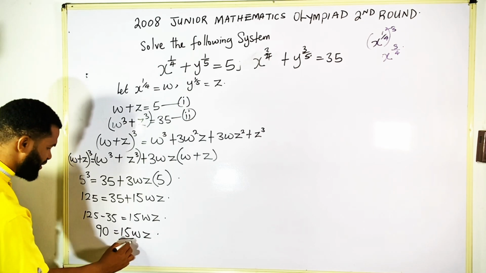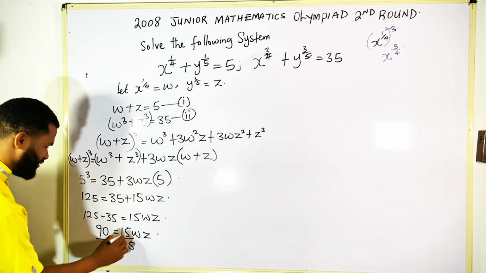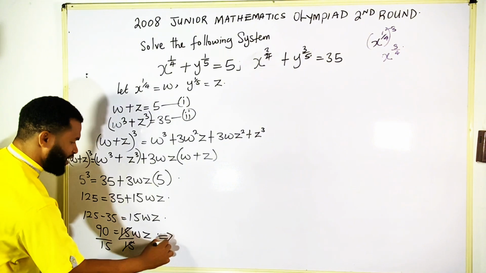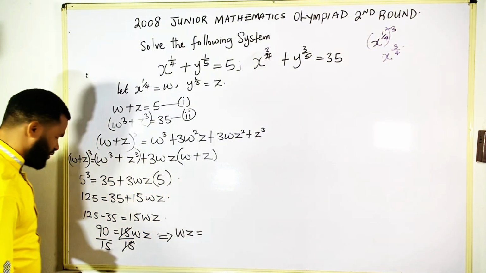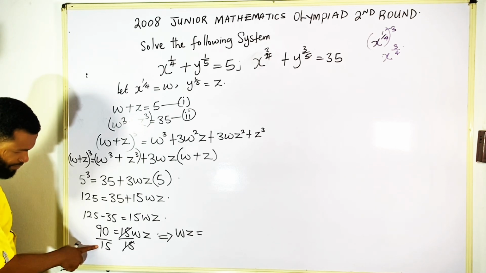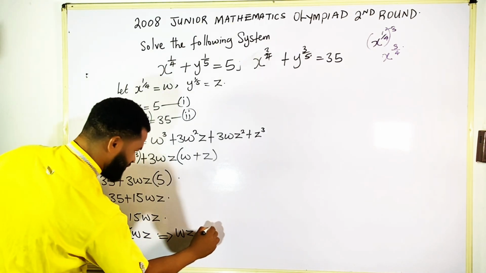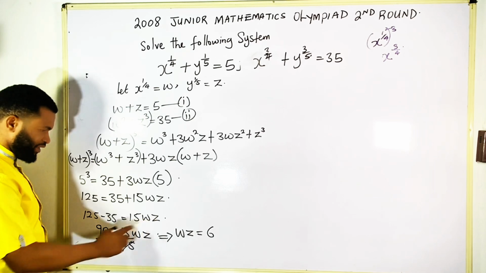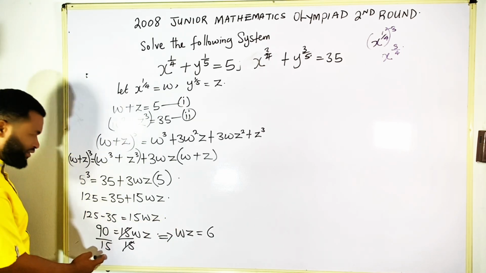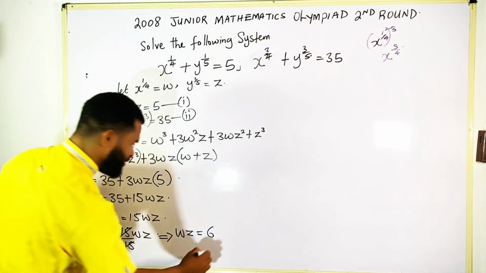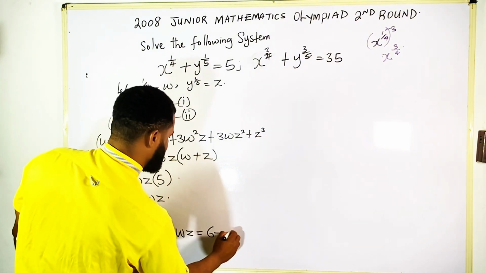So 90 divided by 15, this is so interesting. And this implies that wz is equal to 90 divided by 15, which should be 6. So this is my equation 3.